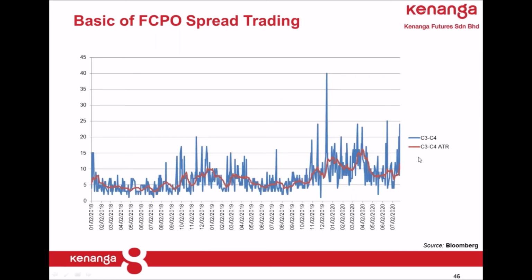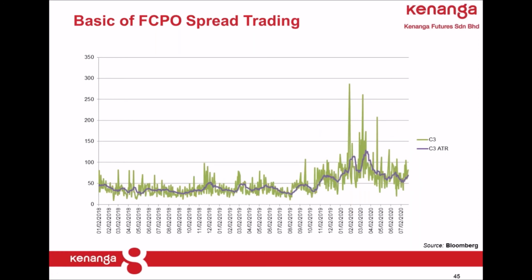Next is the spread range of the active month contract, which is the 3rd month and 4th month, and the red line is the average true range. As you can see, on average it ranges around 20, and it is a very rare occasion that spread price movement ranges above 20 points. Most of the time it is between 5 and 15, compared to the outright movement, which is pretty much wild.